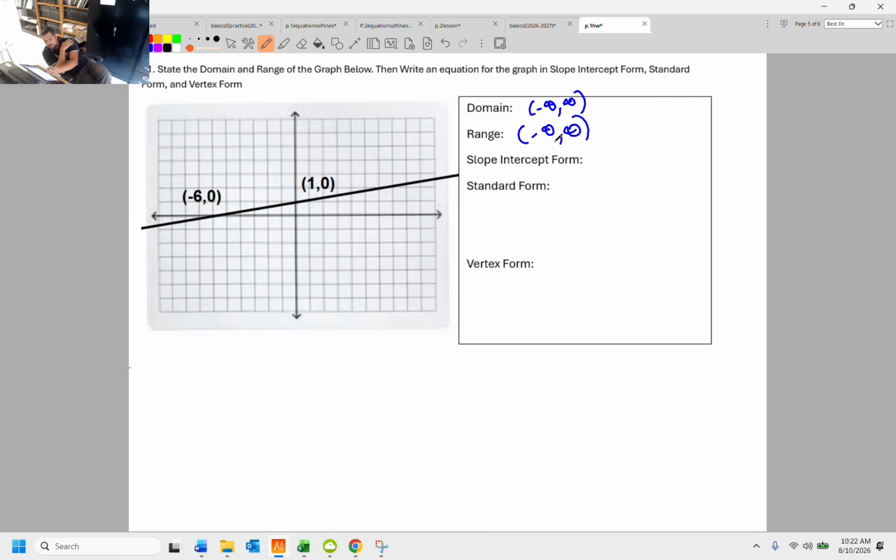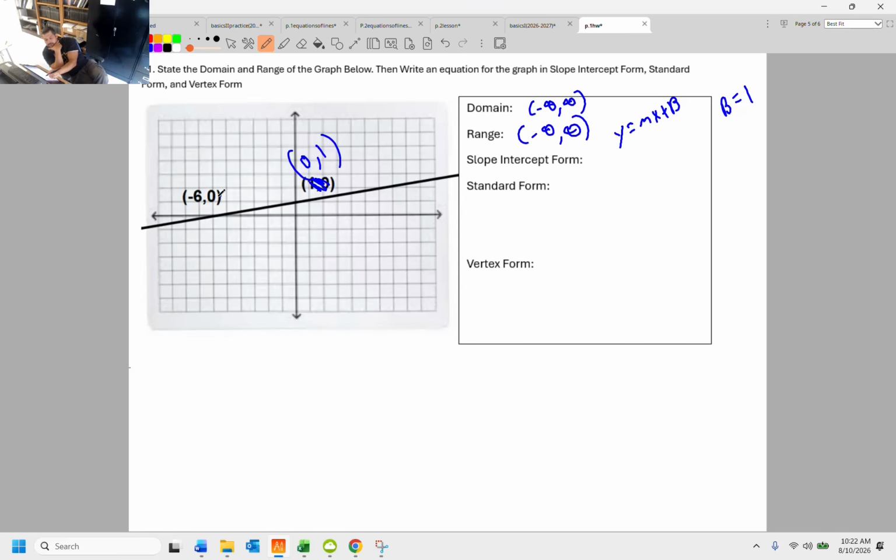Wouldn't be hard to do if I had labeled this ordered pair correctly. I need to fix that in the worksheet here. It's actually 0, 1, not 1, 0. So we have a y-intercept at 1, and let's think about y equals mx plus b. The b value is 1, and now we need our slope.